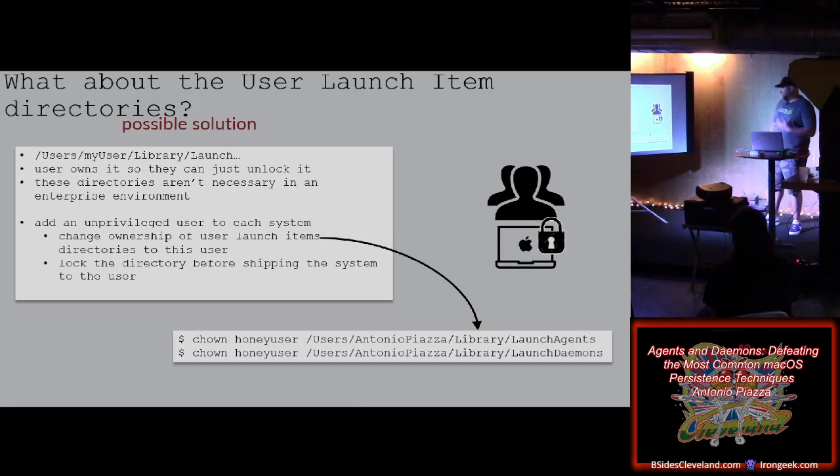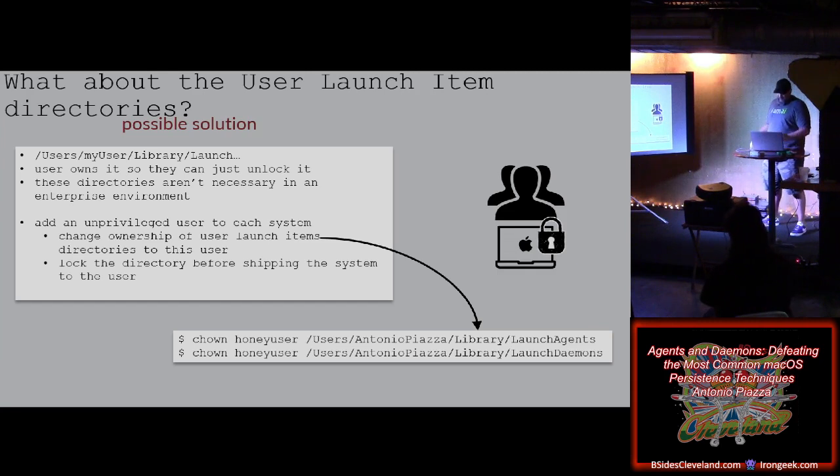Okay, so we talked about what we can do with the root launch items directory. What about the user launch item directory? So your user launch agents directories, they're not really needed in an enterprise environment when software installation is controlled. So an idea that I had, and this is just kind of off the cuff, I really didn't have time to thoroughly test it out or anything, but it's something maybe you can try out.